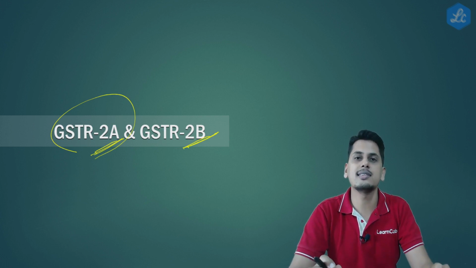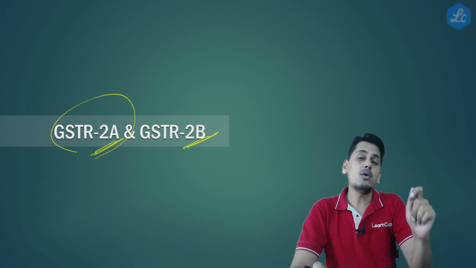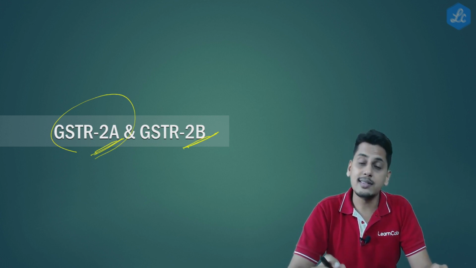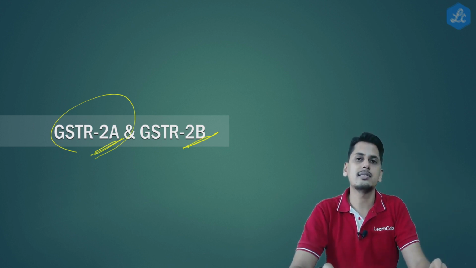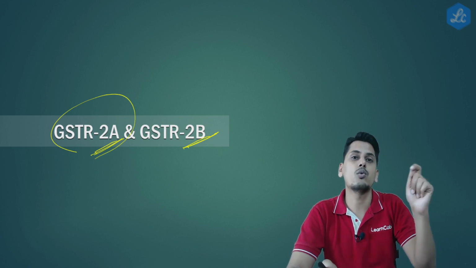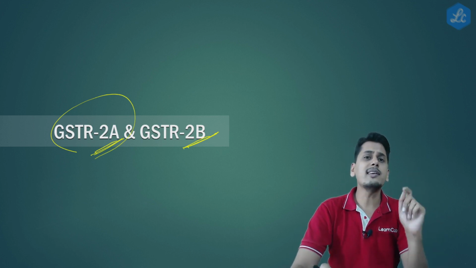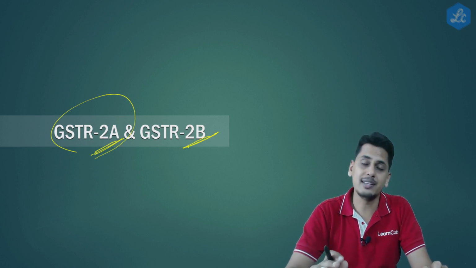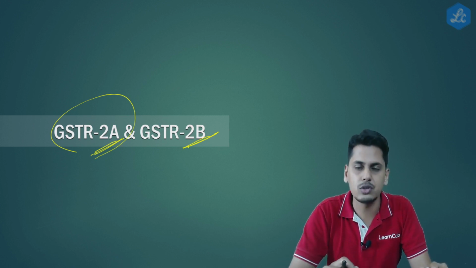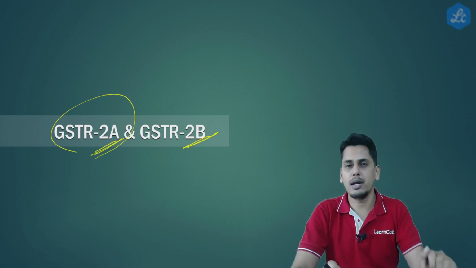The date of invoice is in August. Now this particular invoice is included in the GSTR 1 of August. What is the due date of filing GSTR 1 for August month? If it is a monthly filer, the due date happens to be 11th of September.